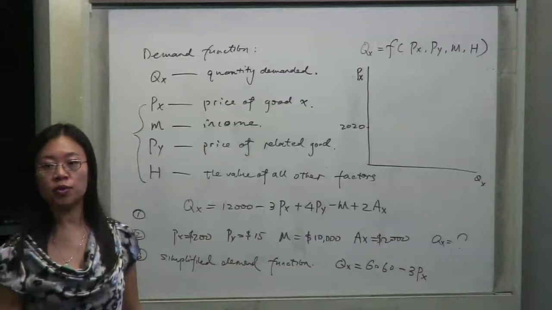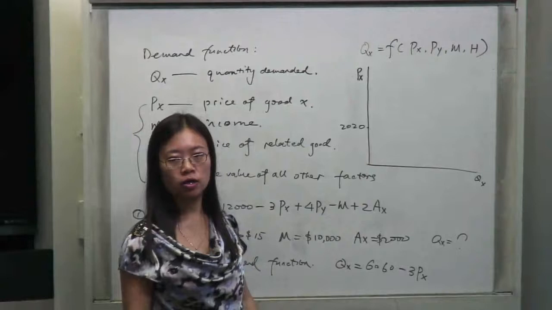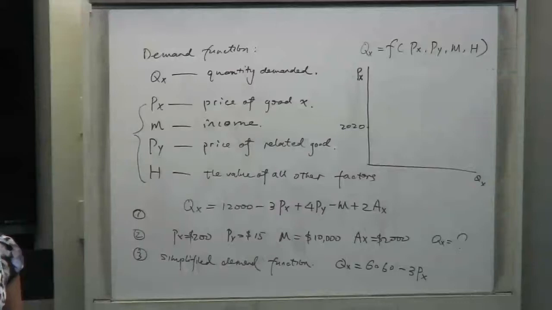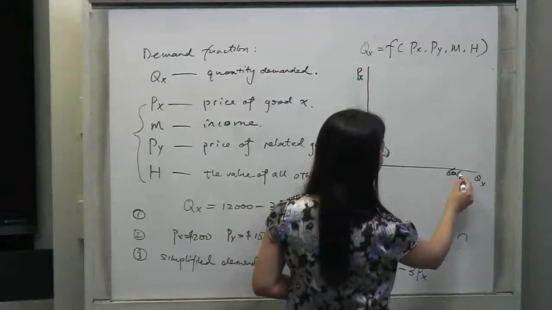Did everybody follow me? To figure out the point along the vertical axis, you have to make QX equal to zero. How do we find the point along the horizontal axis? Make PX equal to zero. Then when PX is equal to zero, what is QX equal to? 60. And we know this is a linear line, so we just connect the points.